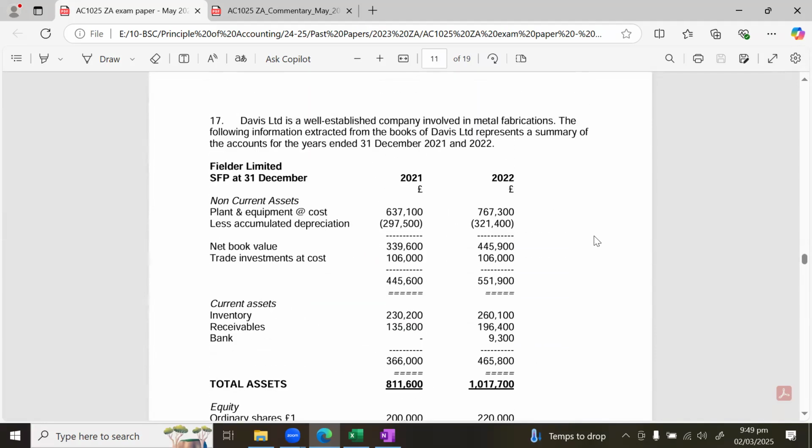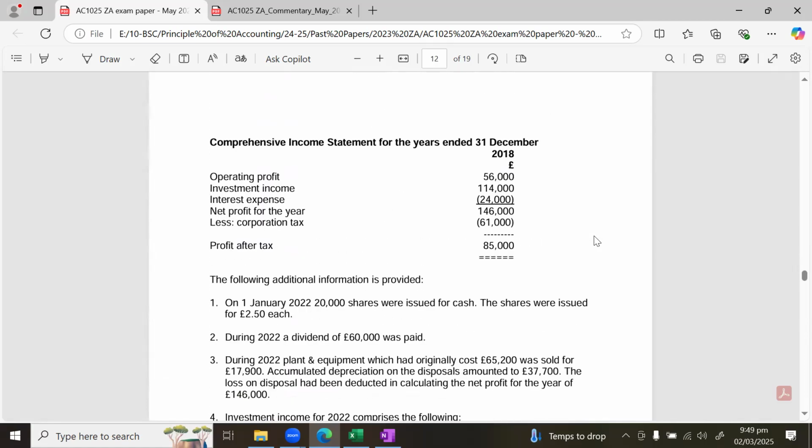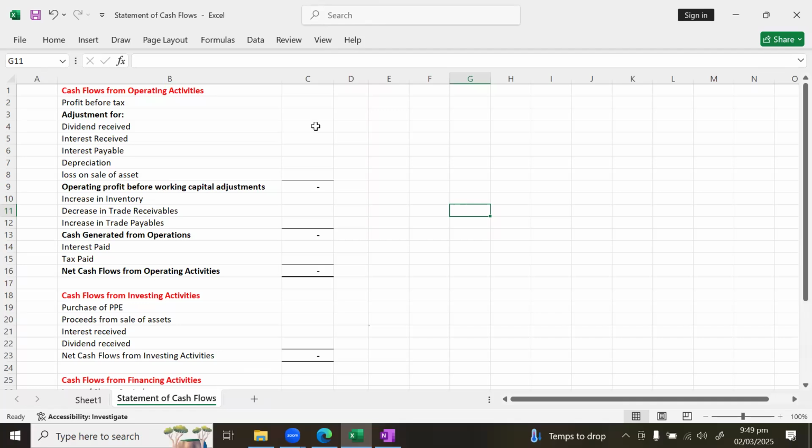So full-fledged statement of financial position is given, and necessary information from the statement of comprehensive income is also given. So we'll start our question from profit before taxation. Profit before taxation is here, $146,000. So profit before tax will be 146,000.